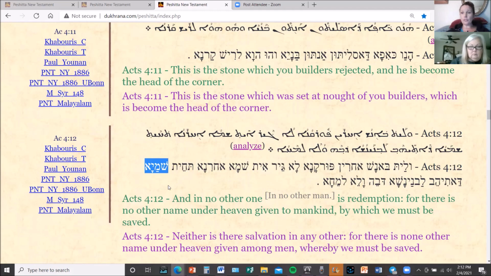And then we have the word Shemaya. So this is heaven. So again, we have the Shin Mem that we've talked about. But the difference from here, which was name, right? The name. Now we have the name having power. How amazing is that?